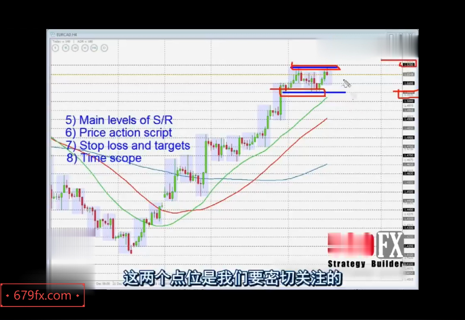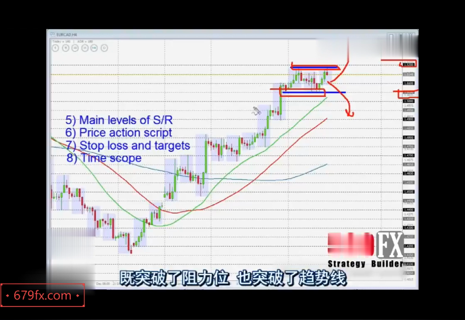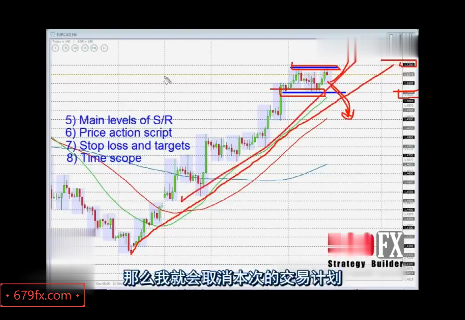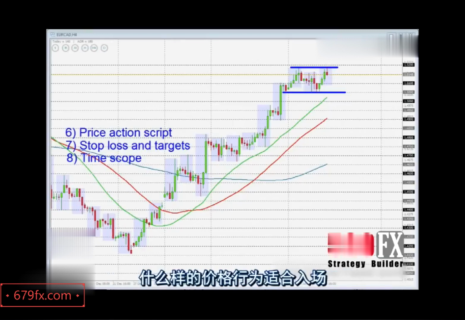Those are the levels I want to keep an eye on, both for a possible breakout in direction of the main trend in order to search for entries, or if it goes against and it breaks my main level of support, both that level and this uptrend, well, the setup is valid no longer, and therefore I will cancel it. Moreover, you want to write down a small script of the type of price action you want to see on your chart in order to search for an entry. In this case, we already mentioned that you want to see a breakout to the upside.